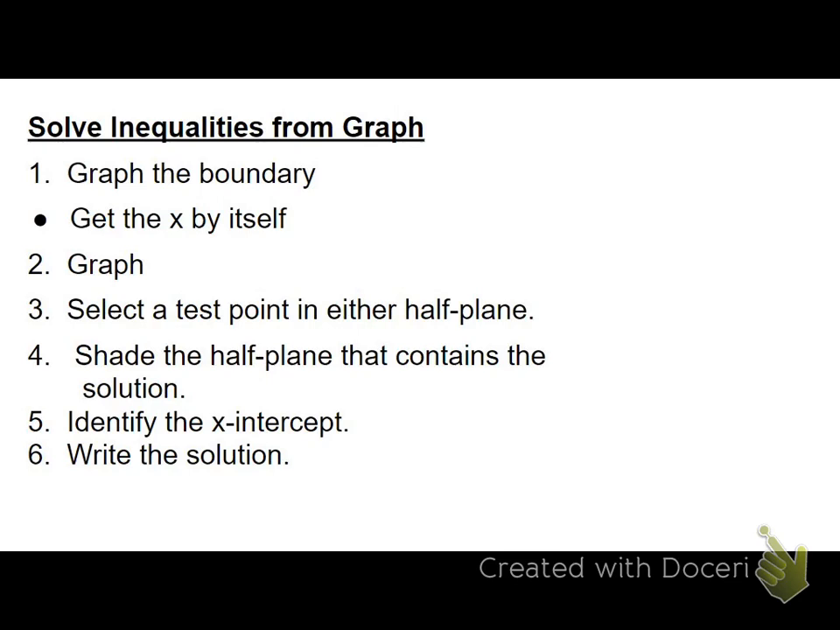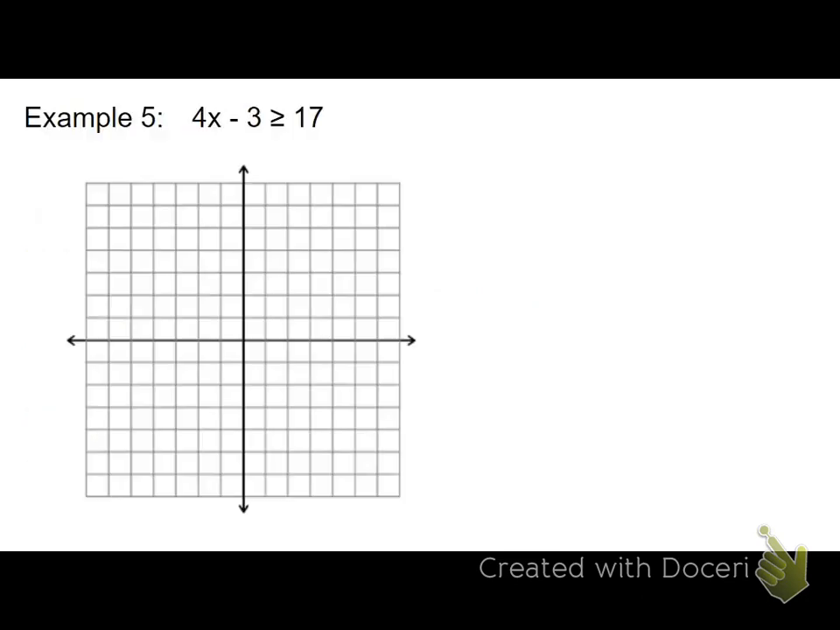Step 5 and 6, this is the new step. We're going to identify the x-intercept. So where that line crosses through the x-axis, that's going to be our answer, and then we're going to write it as a solution. And I'm going to show you what that looks like in just a second here. Okay? So there's really nothing that you guys need to write as far as your steps. I provided them for you. So here's your first example. What do you notice about this example as compared to the previous 4 examples?